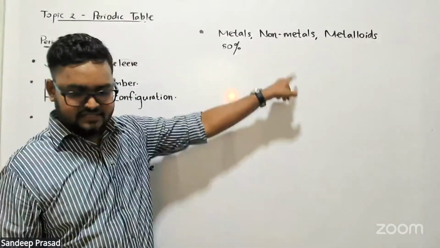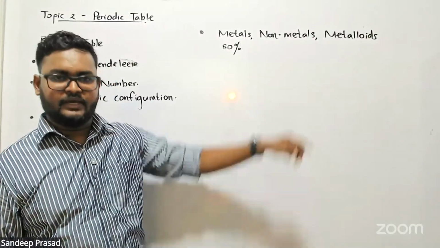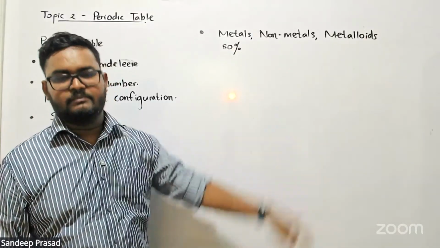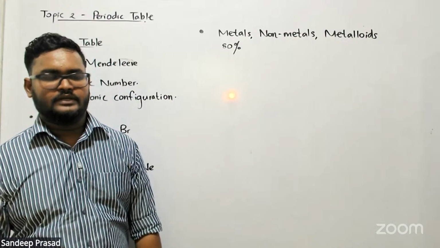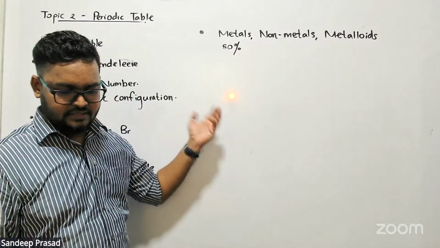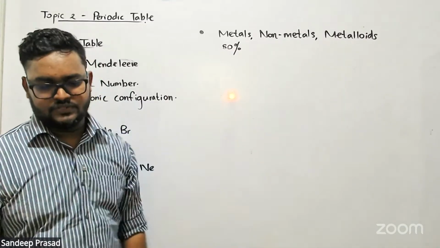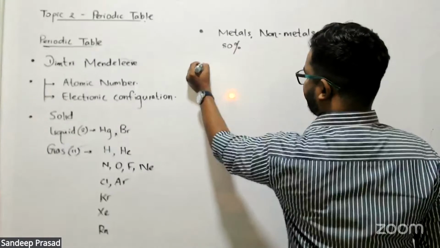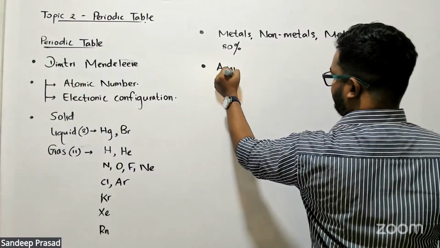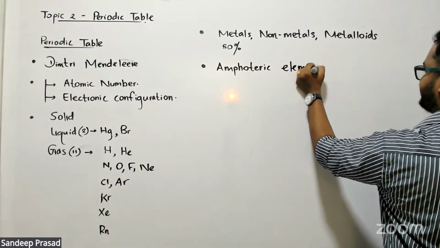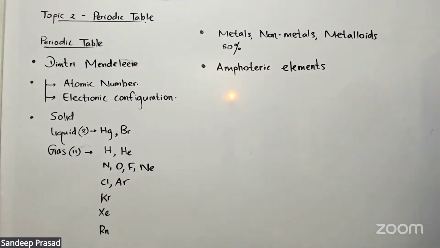Can you remember the staircase that we learned? In O-level time also you may have learned. There is a staircase that separates the metals and the non-metals in the periodic table. Elements on the left side of that staircase are known as metals. Elements on the right side of the staircase are known as non-metals. Right? In this way. So the next thing is actually amphoteric elements. So what is meant by amphoteric elements? Do you know that? What are the amphoteric elements in the periodic table?